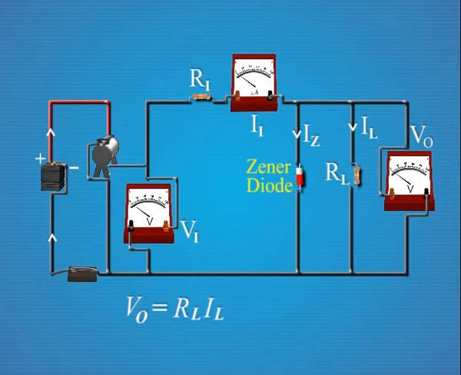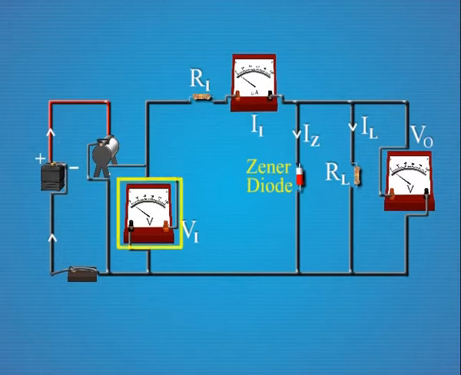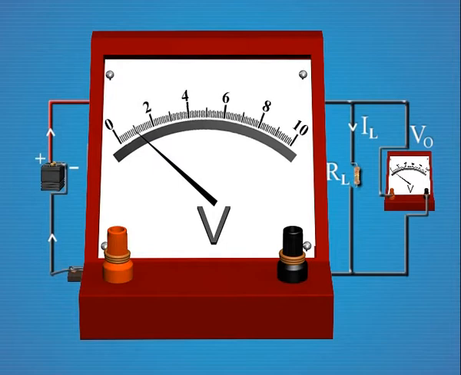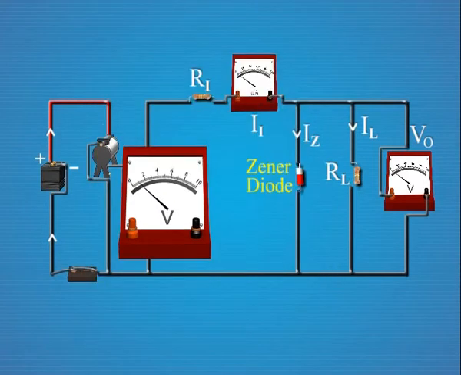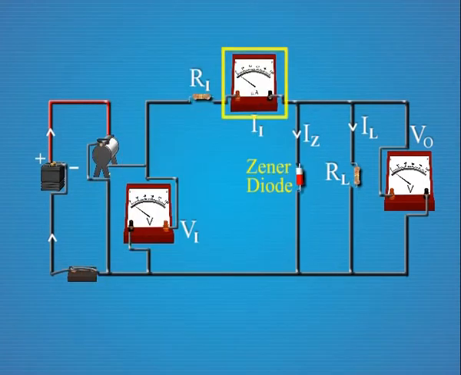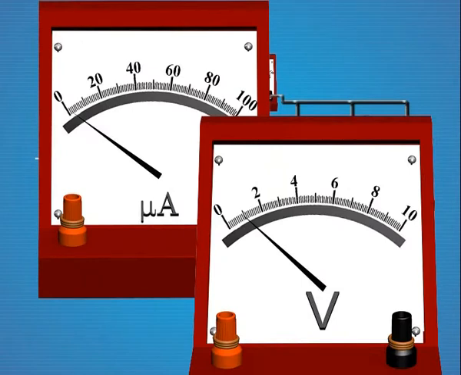Initially, as input voltage Vi increases, Ii, input current, as well as output voltage Vo both increase.